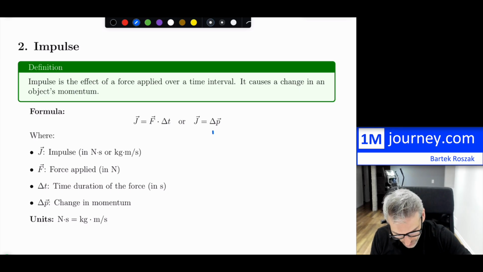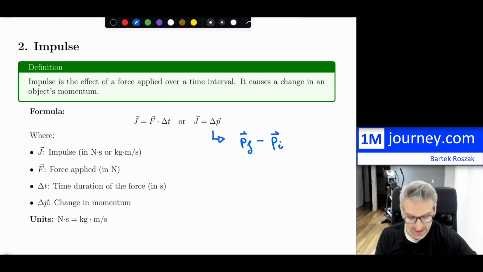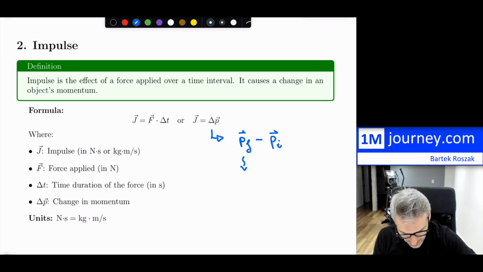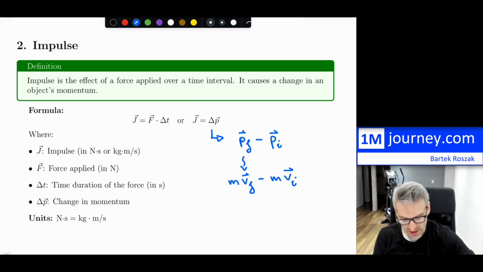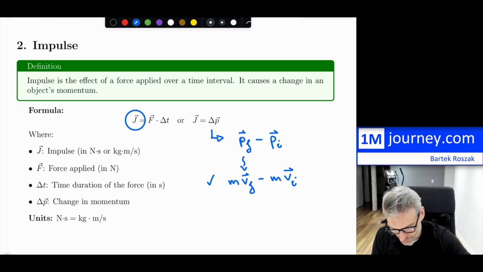And don't forget that change means that this would have been the momentum final minus the momentum initial, or 2 minus 1. That would have been the actual change. Within here, this means that this is mass times the velocity final minus mass times the velocity initial. So this is the actual change, and this value, once you calculate it, is known as impulse.